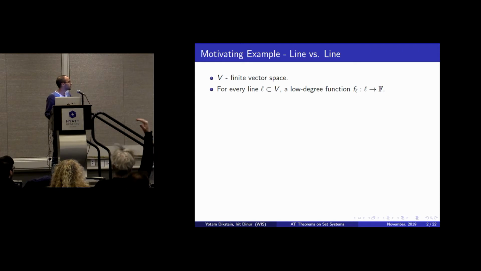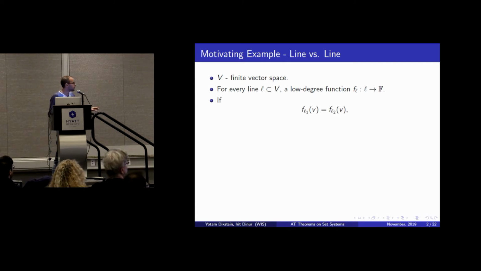Imagine your favorite finite vector space V, and suppose that somebody is trying to give you a low degree function on this vector space. But instead of giving you the whole function, they're giving you pieces. For every line in this vector space, they give you a low degree function f of L that's defined only on the vertices of this line.